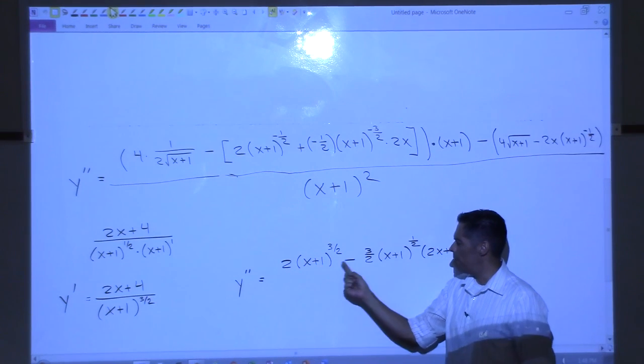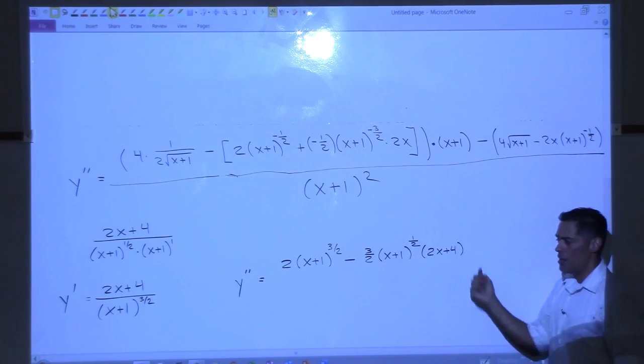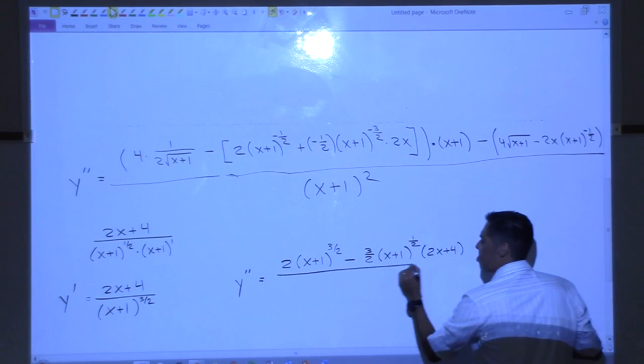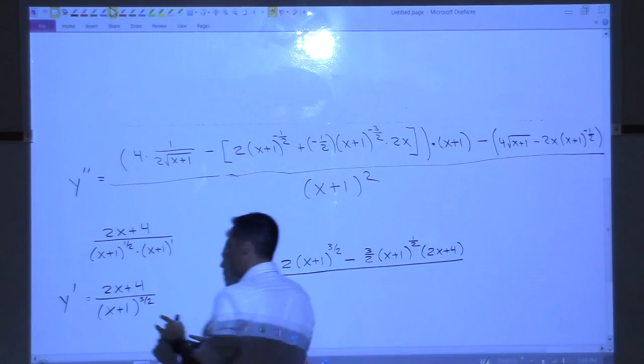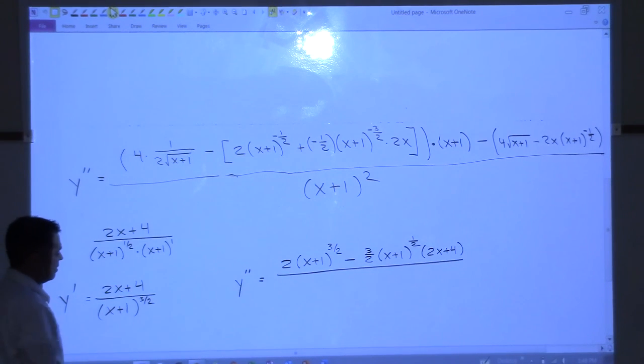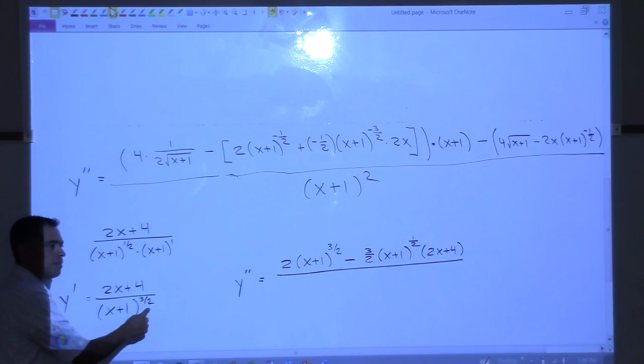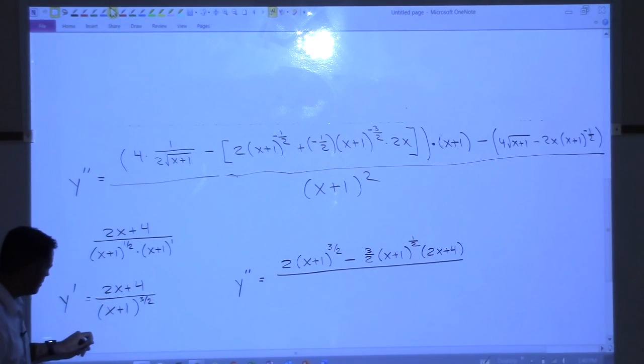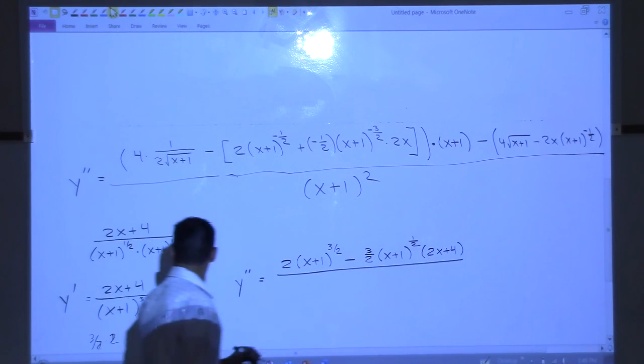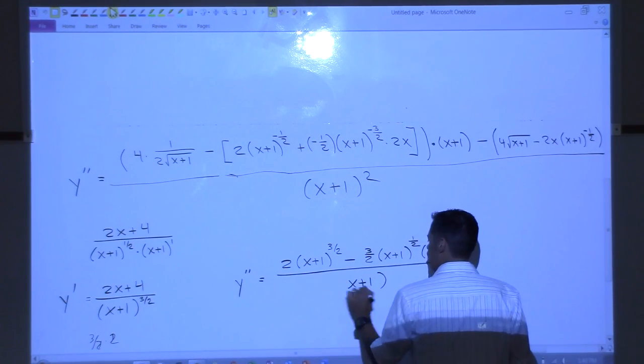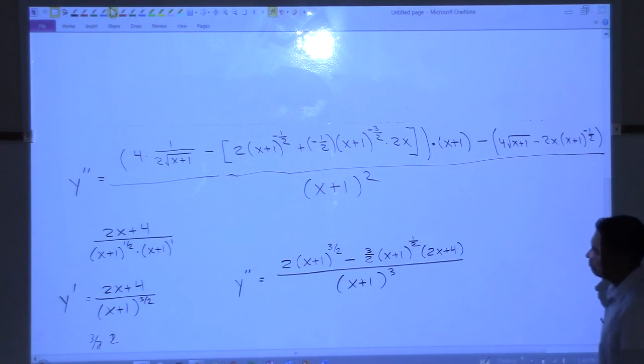Derivative of the top times the bottom minus derivative of the bottom times the top, all over bottom squared, right? So what would happen if you square this? You should get to the third power, because you're basically going to take 3 halves. Squaring it means you're going to multiply the exponents. So 3 halves, you're going to multiply by 2, right? So the 2's cancel, you just get 3. So you're going to have x plus 1 to the third power. It's prettier. It's still kind of ugly, though.